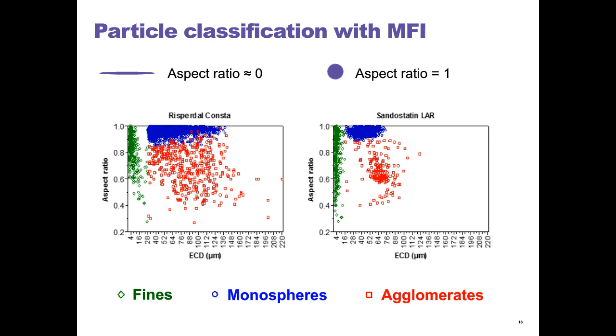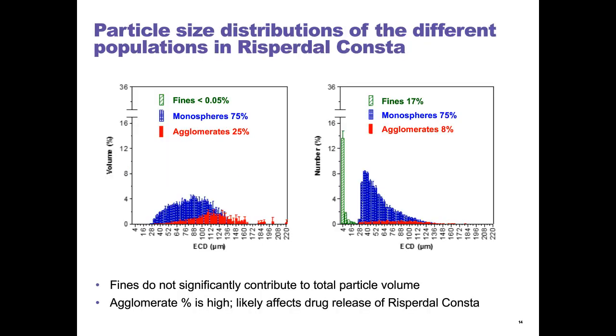In these graphs, the resulting volume and number-based size distributions are shown for the different particle populations in Risperdal Consta. Fines did not significantly contribute to the volume size distribution depicted on the left, but only appeared in the number size distribution on the right, with a number percentage of 17%.